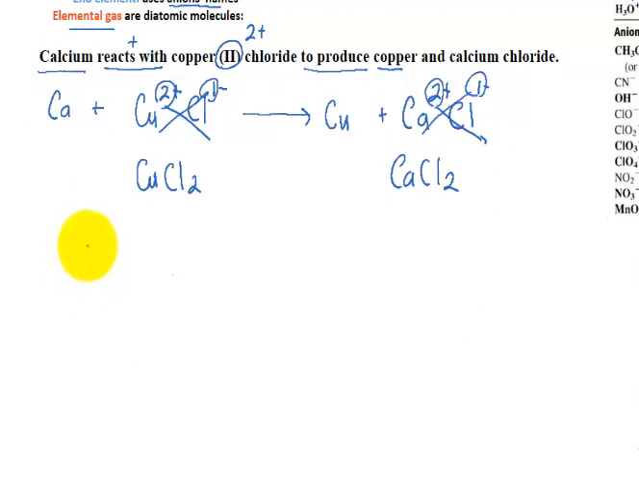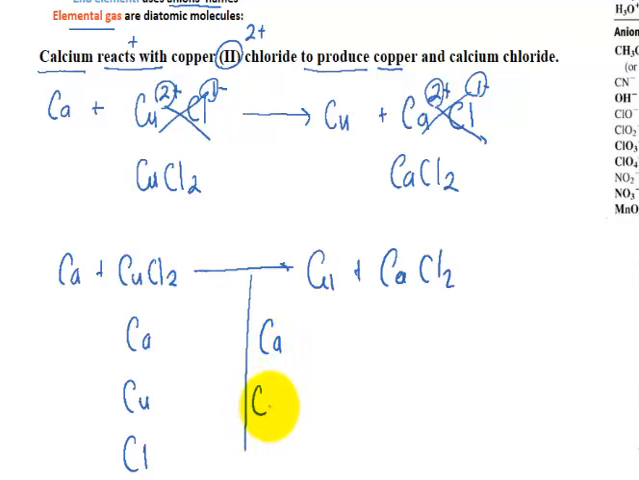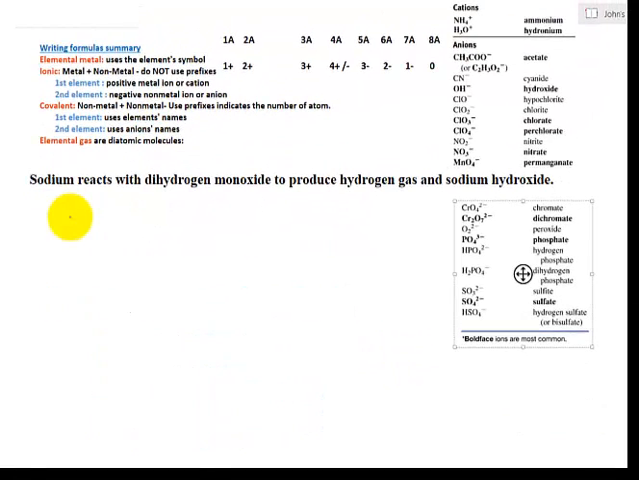The last thing we're going to do is to make sure that the chemical equation actually balances out. So we have Ca, let me rewrite it again, plus CuCl2 produce Cu plus CaCl2. Let's make a list. We have Ca, Cu, Cl. Over here the same list so we can see them side by side. We have 1 Ca, 1 Cu, and 2 Cl, and 1 Ca, 1 Cu, and Cl2. So it is balanced. So let's try another problem.